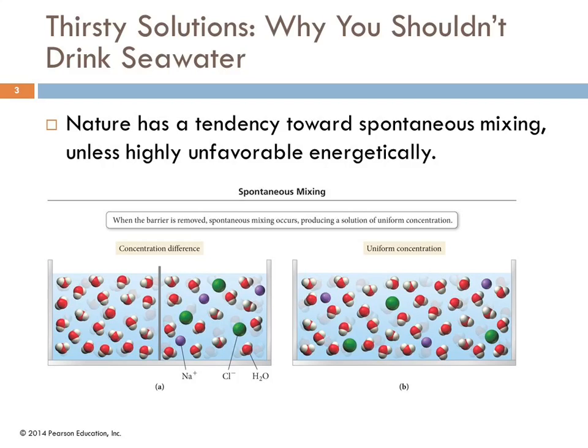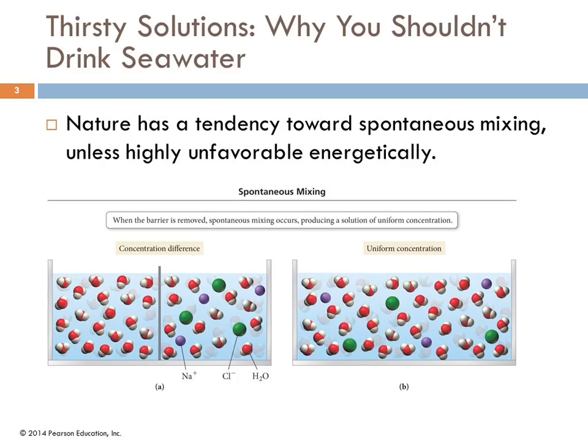Nature has a tendency toward spontaneous mixing. This happens in my house. I'm sure it happens in your house too, right? If you put a bunch of different colored socks in the washer, even if you put all the red ones in first and all the black ones in second, when it's done washing, they're just going to be completely mixed up, aren't they? Things just mix together, and that's a natural tendency.